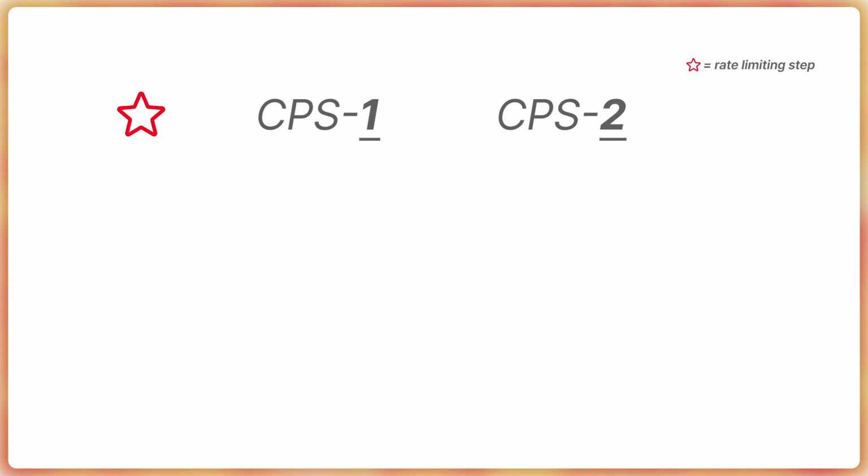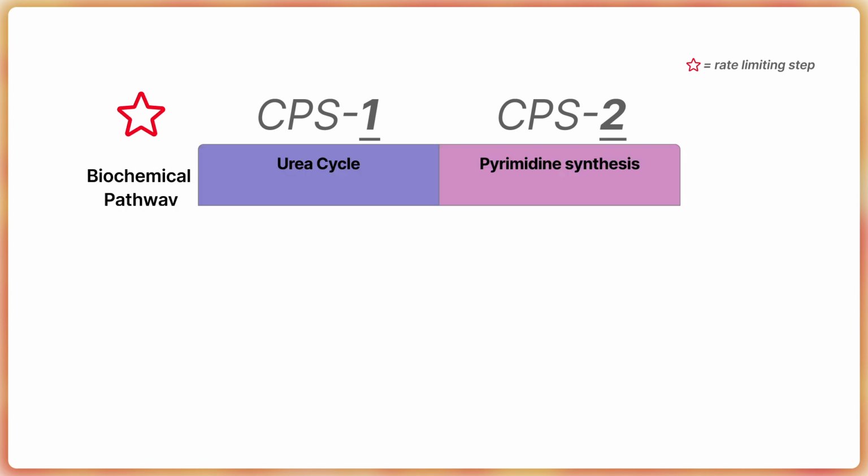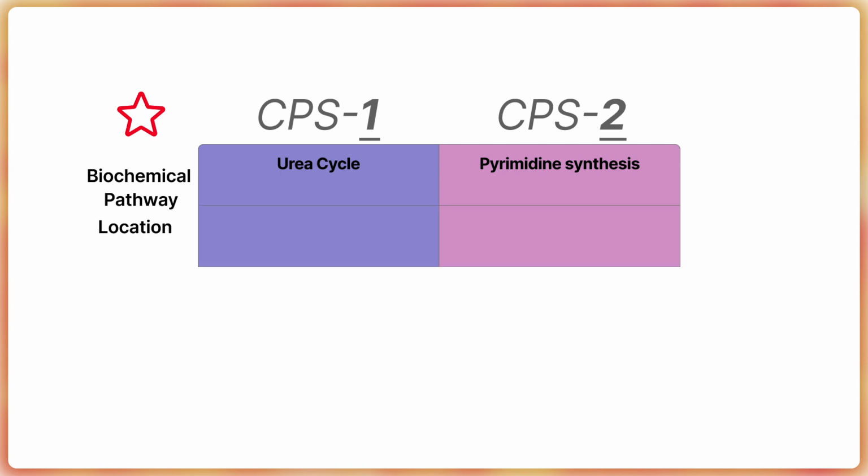exam day. To begin with, both of these enzymes act as the rate-limiting enzymes for their respective cycles, CPS-1 for the urea cycle and CPS-2 for pyrimidine synthesis. I'll cover pyrimidine synthesis in a separate video, but it's important to note this distinction now. When it comes to location, CPS-1 is found in the mitochondria, as we already know from our urea cycle mnemonic, which starts off with occasionally, which corresponds with the mitochondrial steps. CPS-2, on the other hand, is located in the cytoplasm.